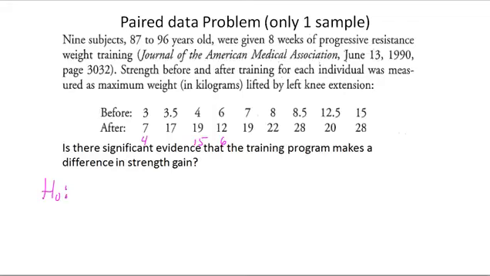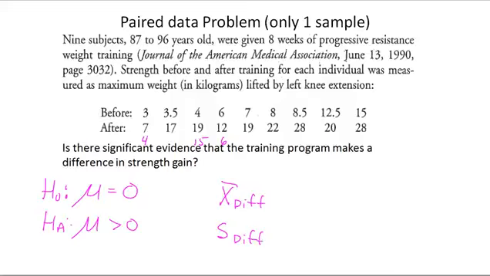So the null hypothesis would be that the average difference is 0, and the alternative would be that the average difference is greater than 0. Because if the average difference is greater than 0, that would show that these people gained strength, which means they could lift more weight. So again, we would treat this just like a one sample test. All we would care about is the average difference. We would need the standard deviation of that difference, and then we could build our model.